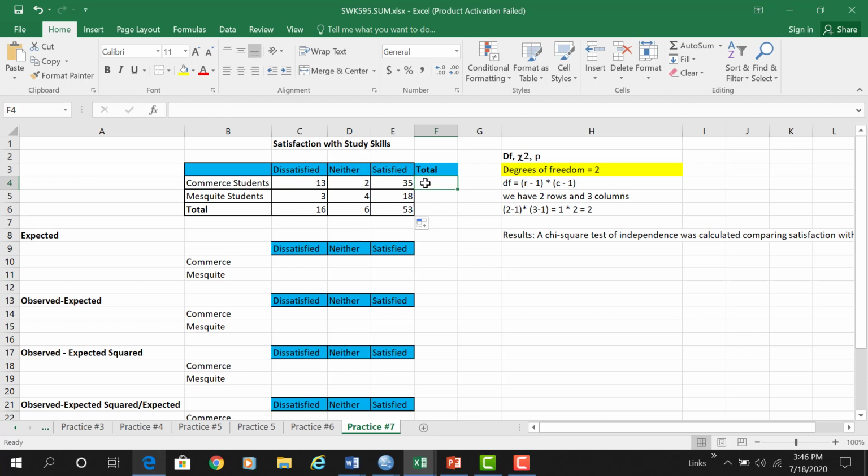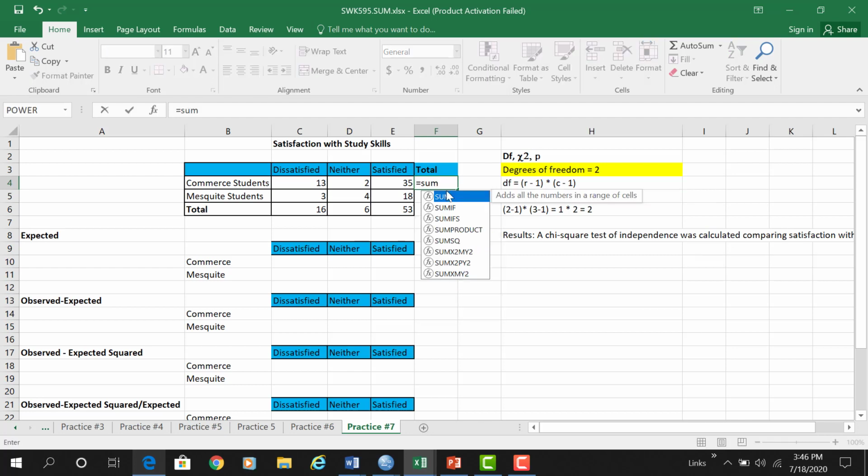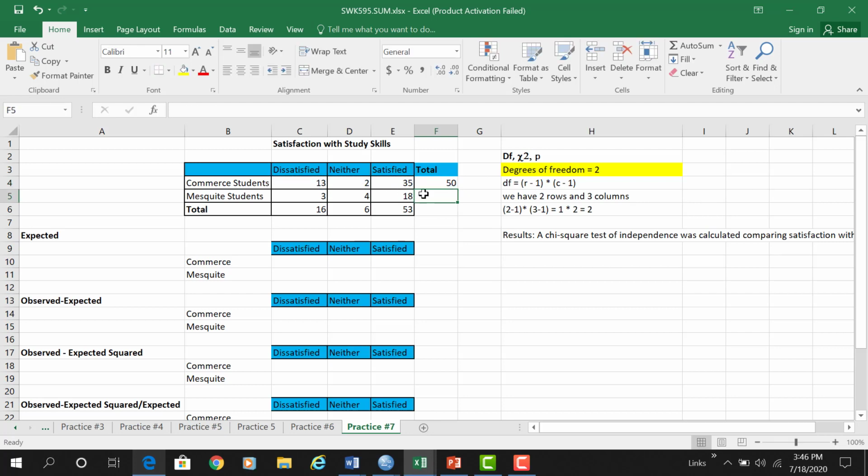Now let's do totals for the rows. Equals sum of all three. And then again, we can just drag it down. Okay. So we have a total of 75 students, 50 attend Commerce and 25 attend Mesquite. All right, so first step is to calculate the totals for all of those.